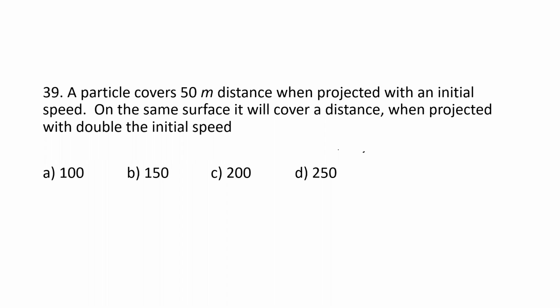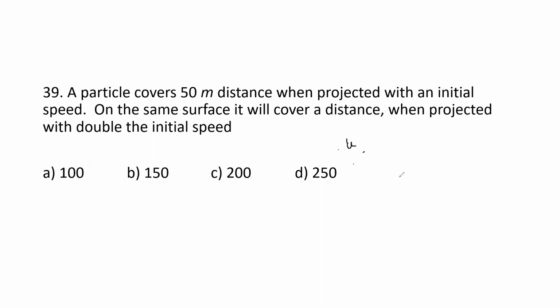Sorry, by mistake I took the next slide. So the 39th question is, a particle covers 50 meter distance when projected with an initial speed. Suppose you assume the initial speed as u, and the range is given as 50 meter. Then R value is given as 50 meter. So we need to calculate what happens to the range when projected with double the initial speed.